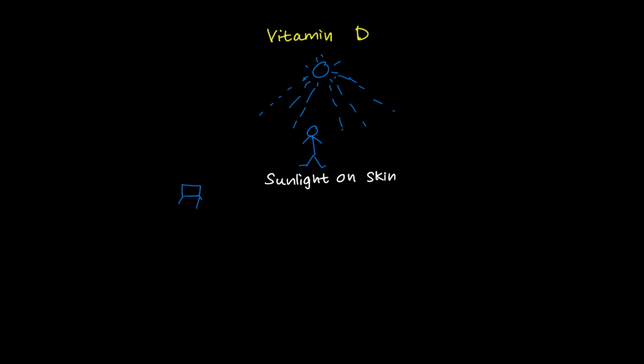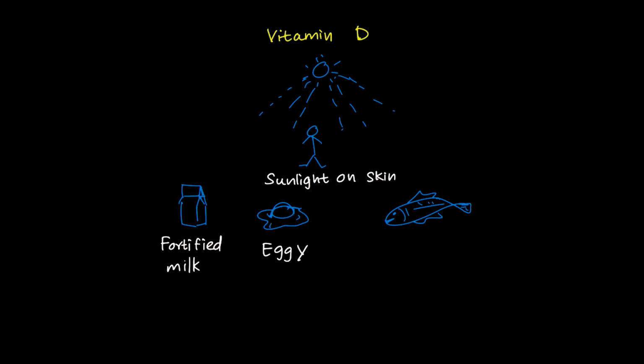Food sources fill in the gap. Fortified milk, egg yolks, and fatty fish like salmon and mackerel carry useful amounts. Older adults often run low on vitamin D because skin synthesis drops with age, sun exposure tends to be limited, and dietary intake may not be enough.